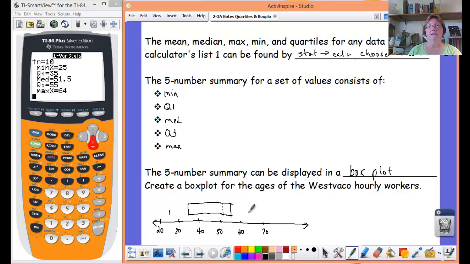And finally, the maximum 64 gives us that upper whisker. You connect the whiskers to the box. And there you have it. Your calculator will also do a box plot.